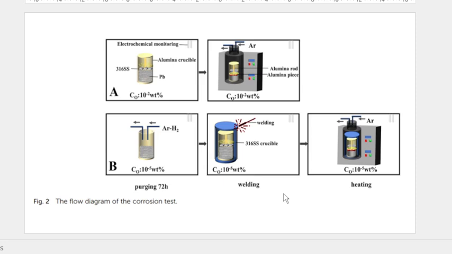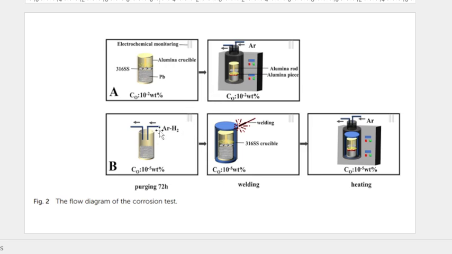This is the flow diagram of the corrosion test. So we have the electrochemical monitoring. This is inside the glove box. There is an aluminum crucible, at about 10 to minus 2 weight%. They have lead inside and 316 stainless steel, and then put into the furnace with argon gas being injected, with alumina rod and alumina piece.